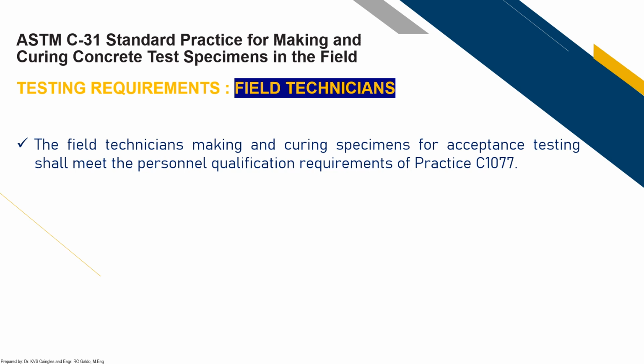Also, another difference in the provisions of ASTM C192 and ASTM C31 is that ASTM C31 has a specification or standard as to the field technicians. The field technicians making and curing specimens for acceptance testing shall meet the personnel qualification requirements of practice C1077.